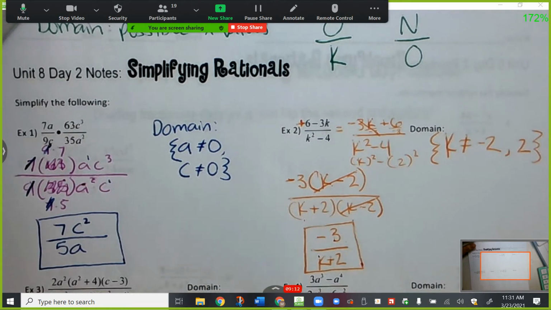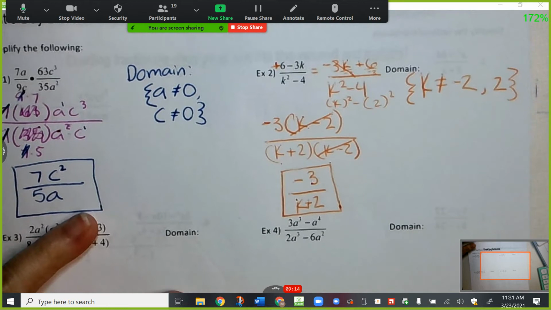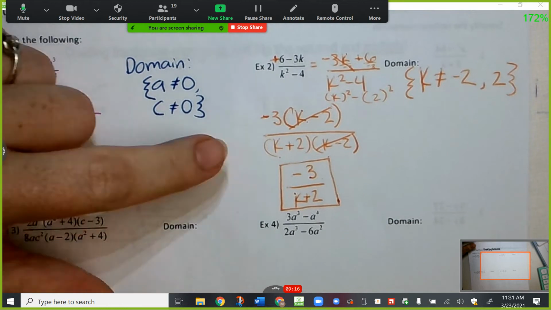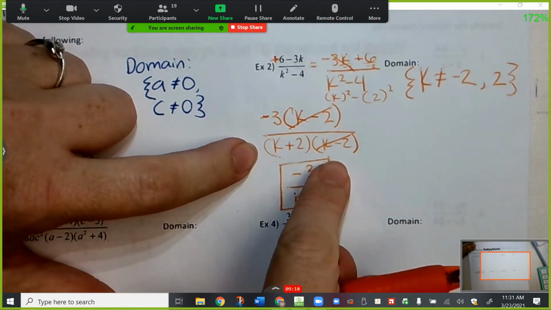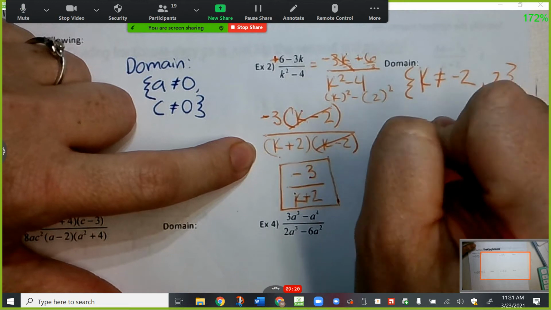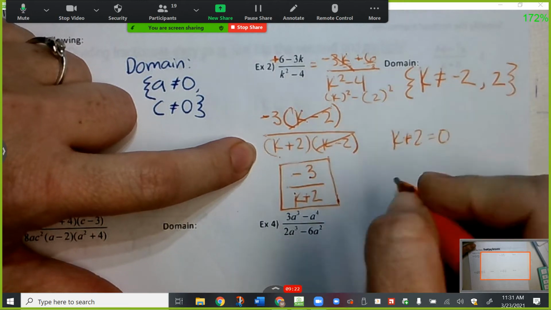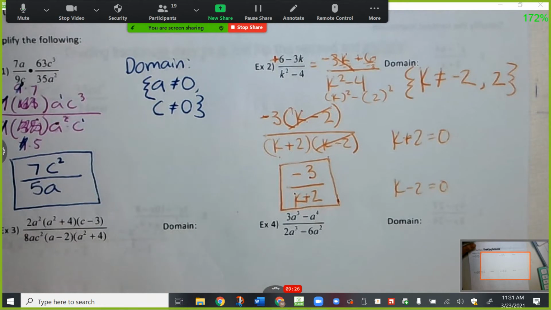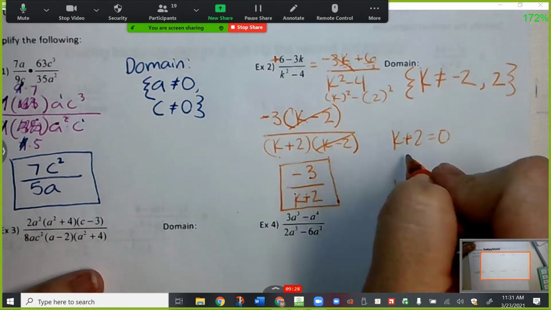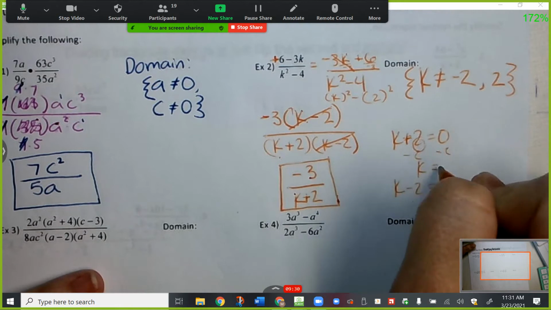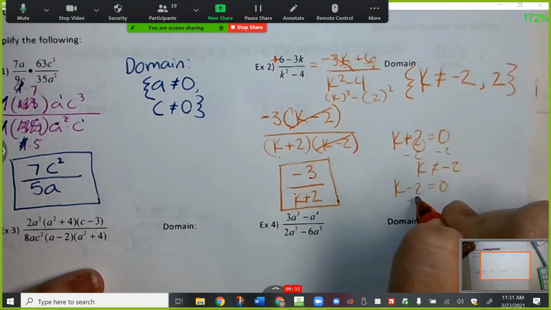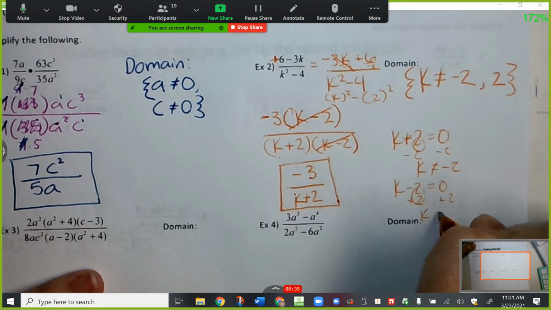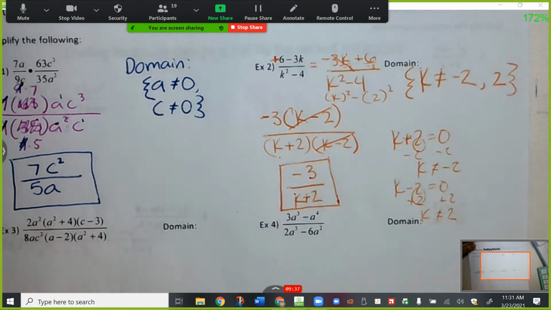And I'll prove to you why. So if that didn't really make sense finding it like that, you can literally take each factor and set it equal to 0 and solve. And whatever it gives you is what k cannot be. So minus 2, k cannot be negative 2. Add 2, k cannot be positive 2. So however you want to think about it is how you'll find those.